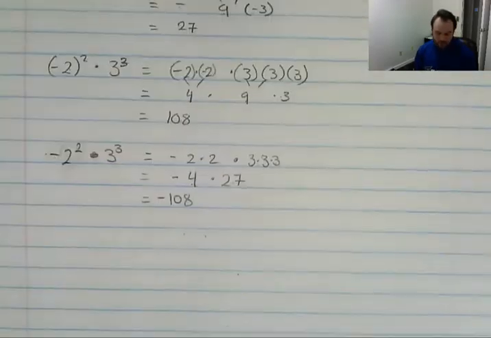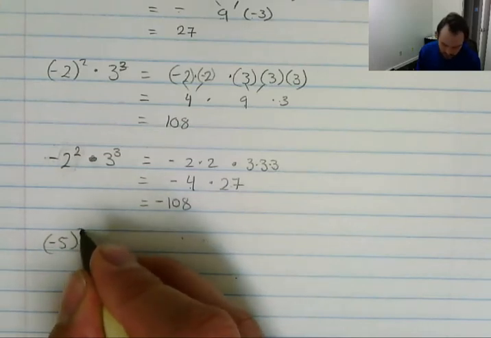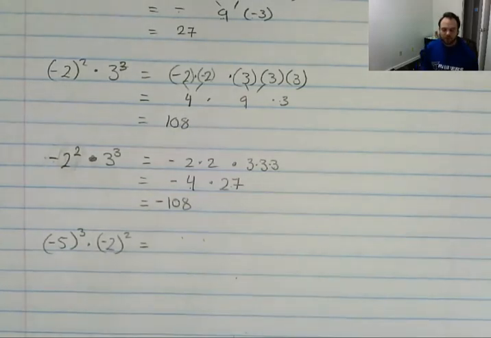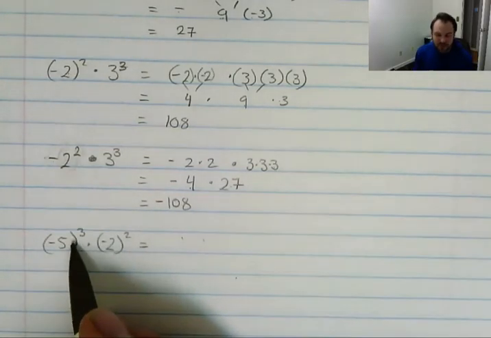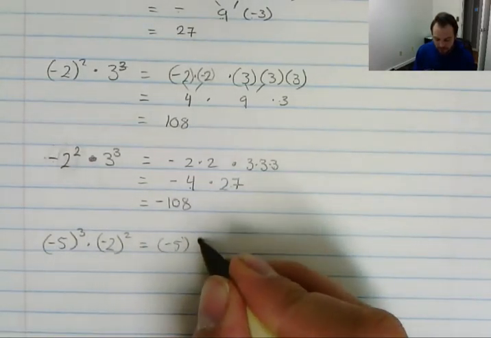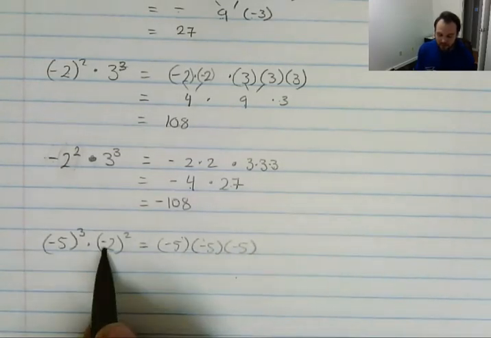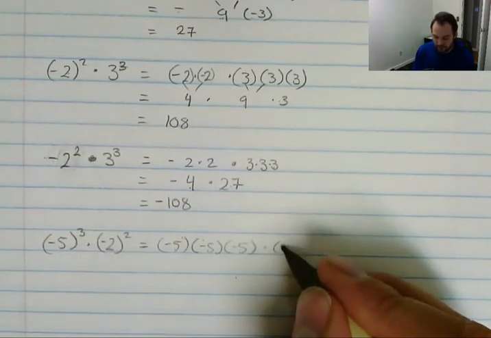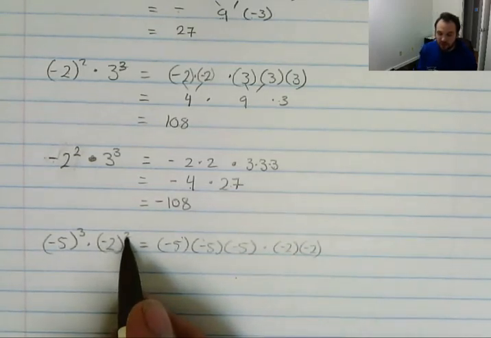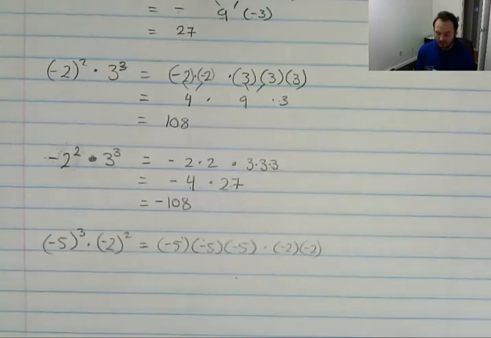Here is my very last question for you guys. We're going to look at negative 5 cubed multiplied by negative 2 squared. All right, so here it's saying we have this negative 5 being multiplied together 3 times. Here it's saying we have 2 being multiplied twice. Okay, because it's inside the brackets and the exponent's outside, so it means we're squaring everything inside the brackets. Here, we're cubing everything inside the brackets.